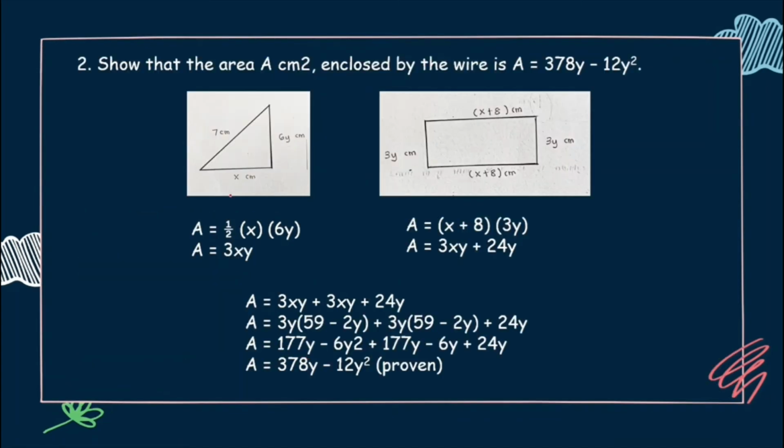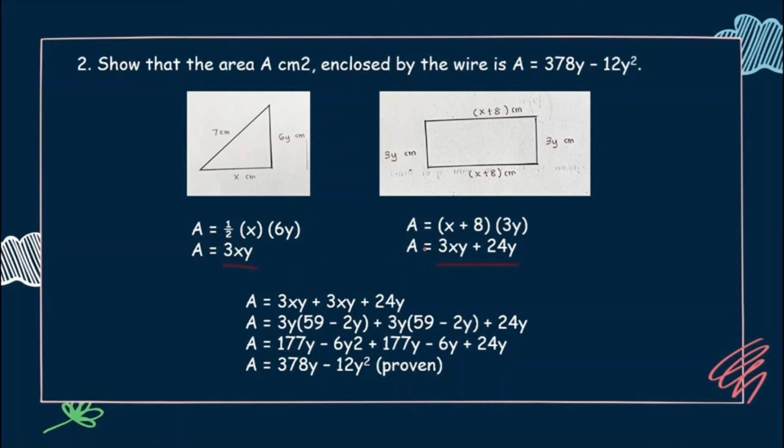So question 2: show that the area A cm² enclosed by the wire is A equal to 378y minus 12y². So we have to divide into two pictures. So this is the triangle and this is the rectangle. In this triangle, 1 over 2 times x times 6y and we get 3xy. And in this rectangle, we have x plus 8 times 3y and we get 3xy plus 34y.